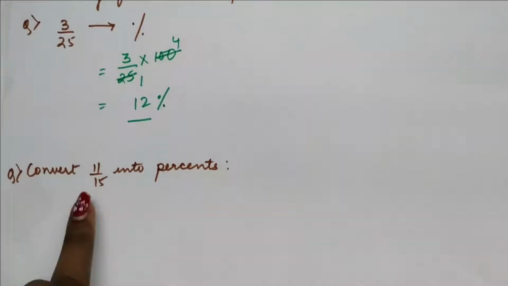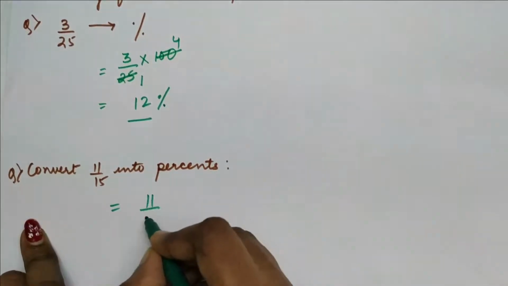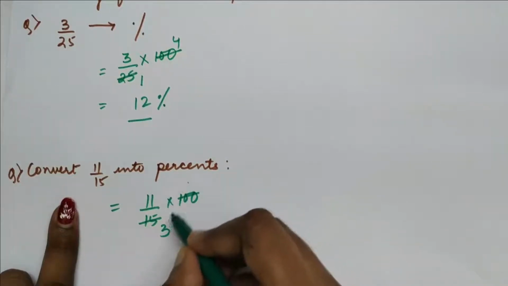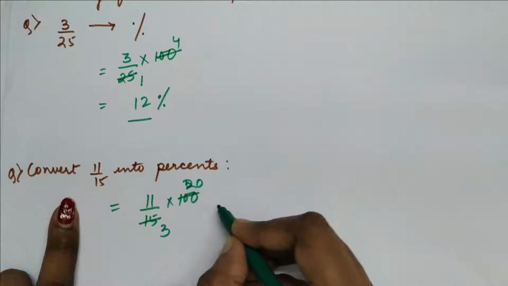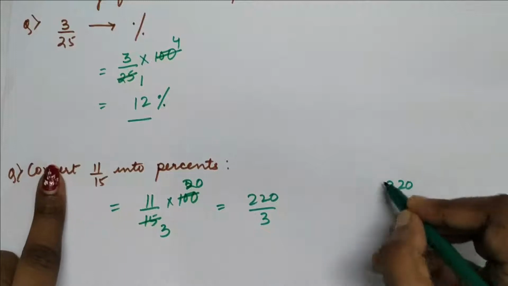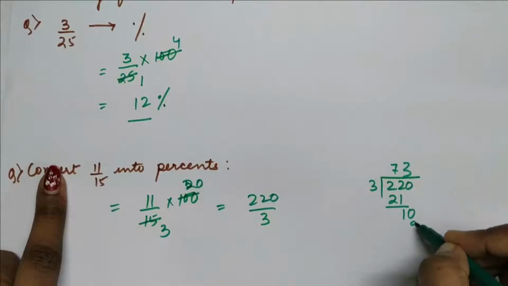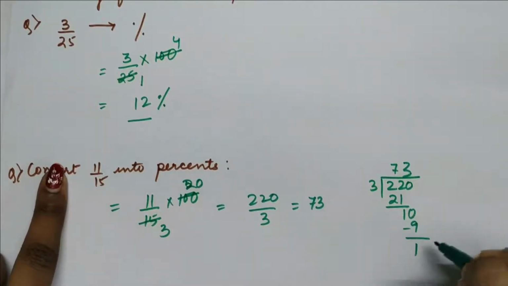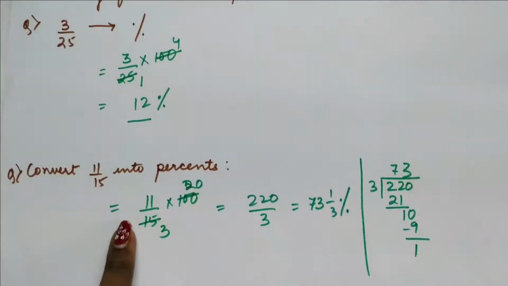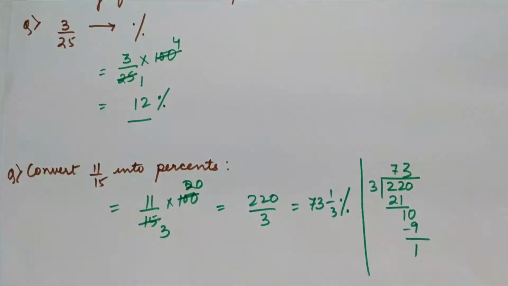Let us take one more question. Now we have to convert this fraction into percent. What we are going to do? 11 by 15 into 100. So we can reduce 15 3s are, 15 5s are, 20. So we are left with 220 by 3. So obviously it is going to be a mixed fraction. 7s are 21. Let's write it as 73 1 by 3%. I hope you are able to understand what we are doing. Fraction into percentage by multiplying into 100.